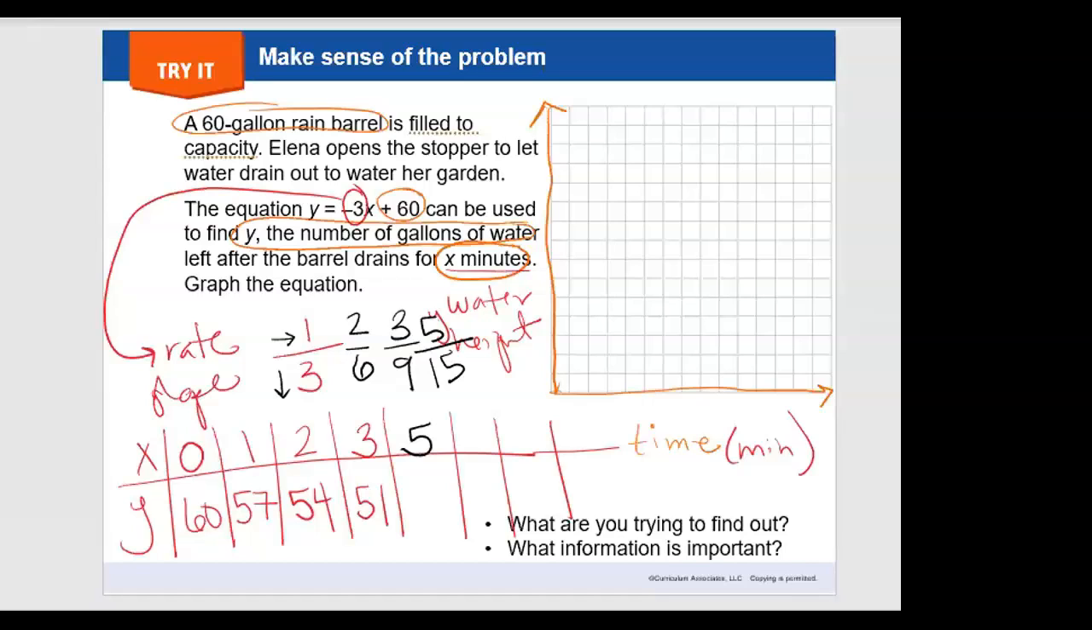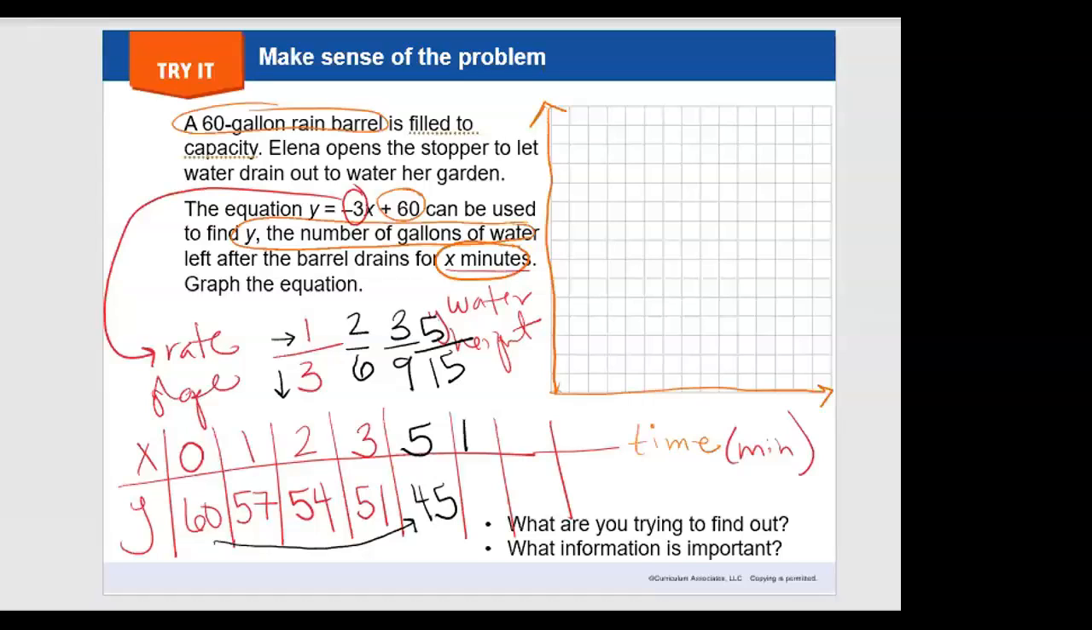I think I kind of get it now. You're just basically doing multiples of 3. 1 times 3 is 3. Good. 2 times 3 is 6. 15 divided by 3 is 5. Good. So we've gone down 15 gallons. We started at 60, so we're now at 45. Isn't this a beautiful coordinate pair to graph? 5, 45. Beautiful.